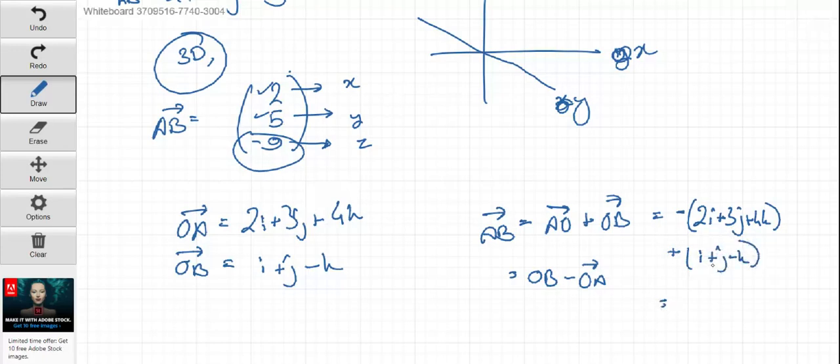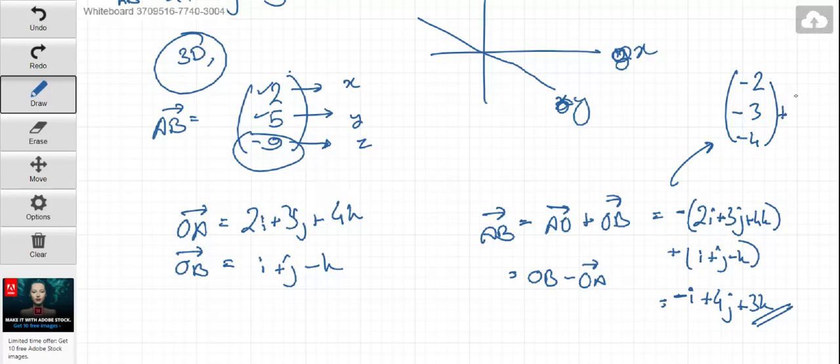Well, simply like terms, just like simple addition and subtraction. This is negative i, this is 4j, and this is 3k. That's it. If you're more comfortable with column vectors, you might want to convert these into column vectors first. For example, if OA is 2, 3, 4, you might want to write it as column vectors as negative 2, negative 3, and negative 4 plus 1, 1, negative 1, and then perform the addition and subtraction.